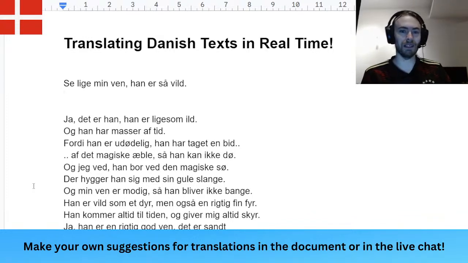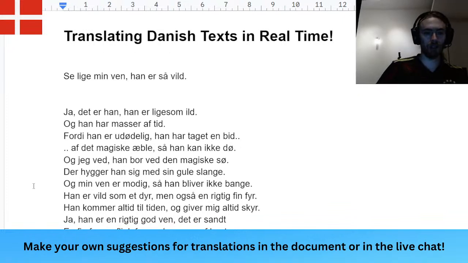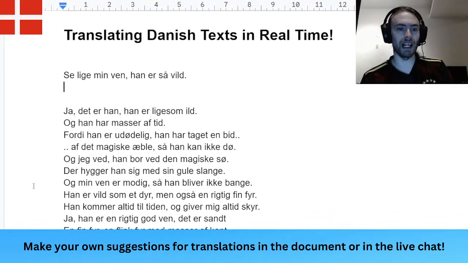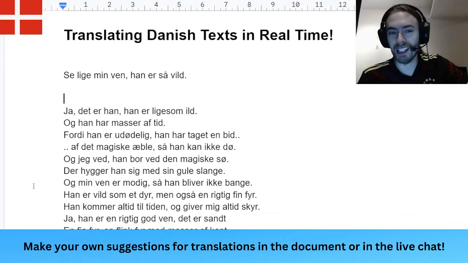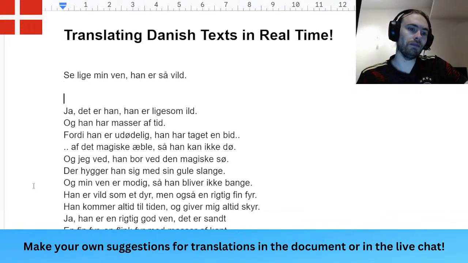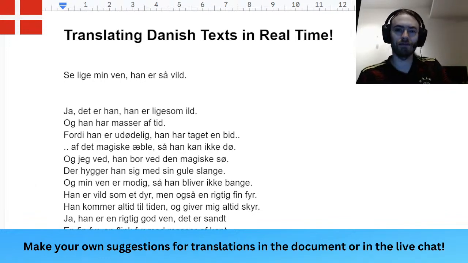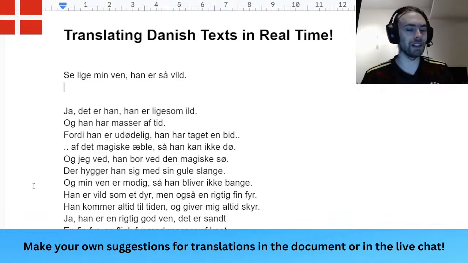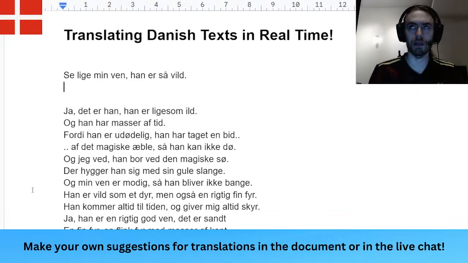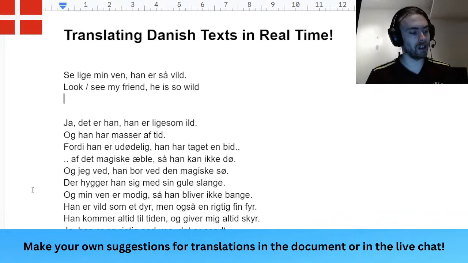So let's begin. This first one, all these lines right here, is like a little rhyme, some poetry you could say. Now what we got? Se lige min ven, han så vild. Han så vild. What does that mean? Se lige min ven. It of course means look or see my friend. He is so wild. Okay?